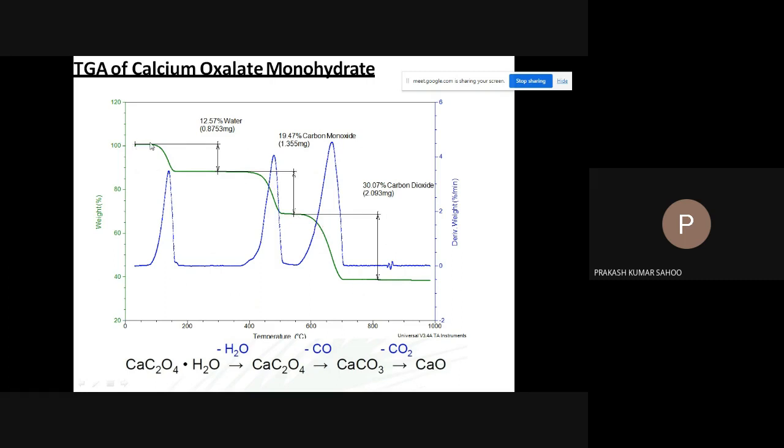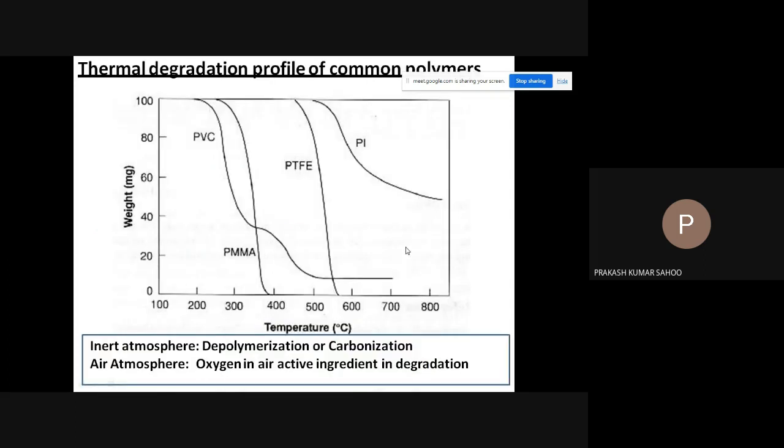The first curve is for the loss of water. The second curve is due to loss of carbon monoxide. The third curve is due to loss of carbon dioxide. Then these are the temperatures at which these decompositions happen. So this type of curve you will get for calcium oxalate monohydrate.